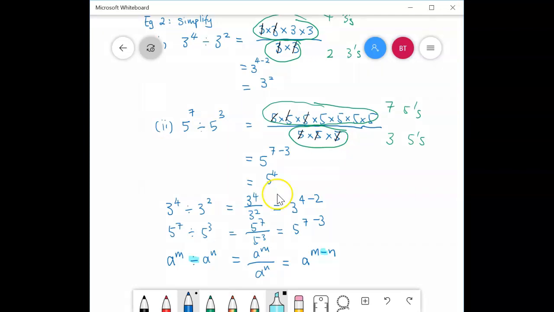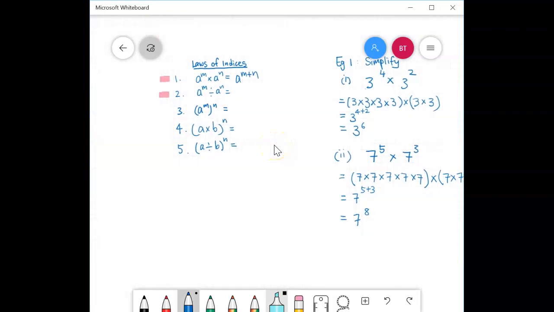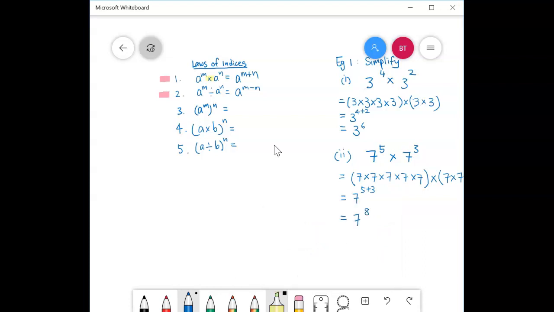So now we can formalize the relationship for law 2. A to the power m divided by a to the power n is a to the power of m minus n. And so therefore, observe this very important observation. If it's a multiplication between two numbers of the same base, the power gets added. If it's division between two numbers of the same base a, the power gets subtracted.